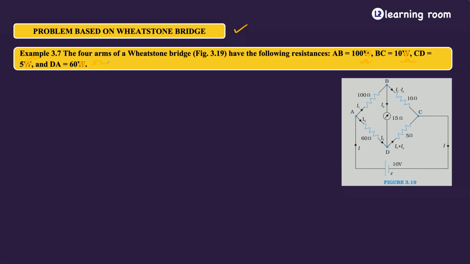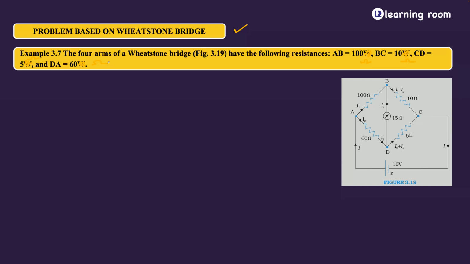I cannot use 60 by 5 is equal to 100 by 10. First of all, all four resistance values are known to us. Am I right? Second most important thing to be noted here is this is not a balanced Wheatstone bridge. Why? This is not a balanced Wheatstone bridge.